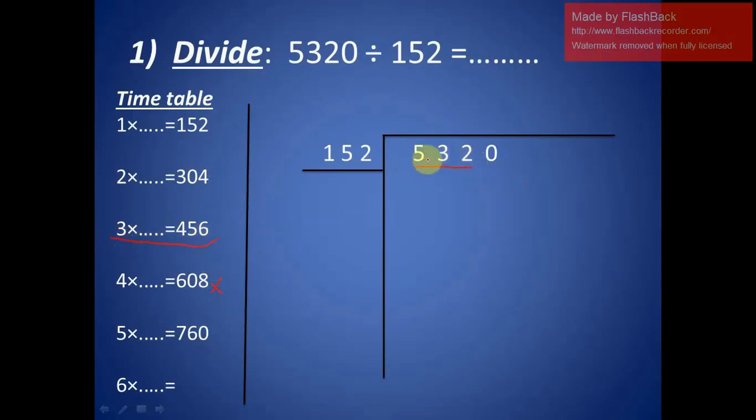Firstly, we search for this number exactly. Not found it, okay. Search for a number bigger than it. If we find it, cancel it and take the above multiple. The first number 3, write it up. The second number 456, write it under the dividend and then subtract.